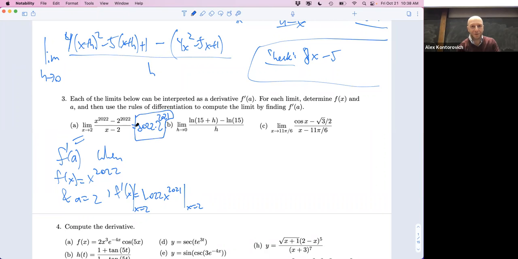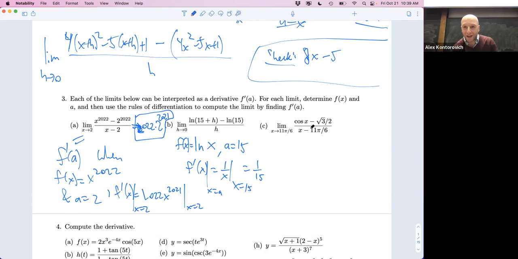Okay, that's a 2022. Any questions on that? Next, what's the function? ln of x. So f of x is ln of x. A is 15. You can just read it off now, right? So f prime of x is 1 over x, evaluated at x equals a, evaluated at x equals 15. A is 15, so it's 1 over 15. Done.